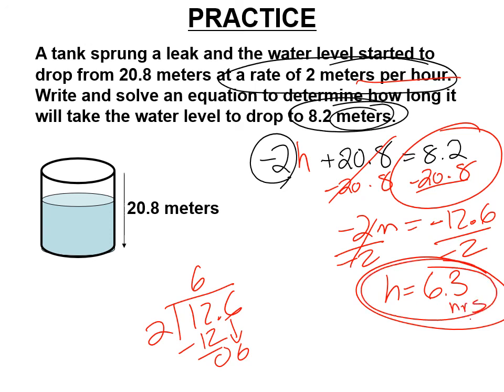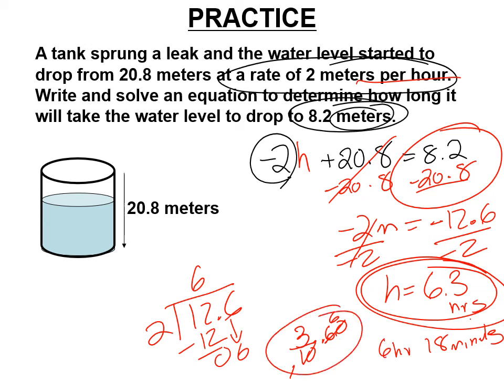Because what's 3/10 of an hour? An hour is 60 minutes, so 3/10 of that is 18 minutes. 6 hours and 18 minutes. Notice what I did. I took 3/10, made it a fraction, and multiplied it times 60 minutes.